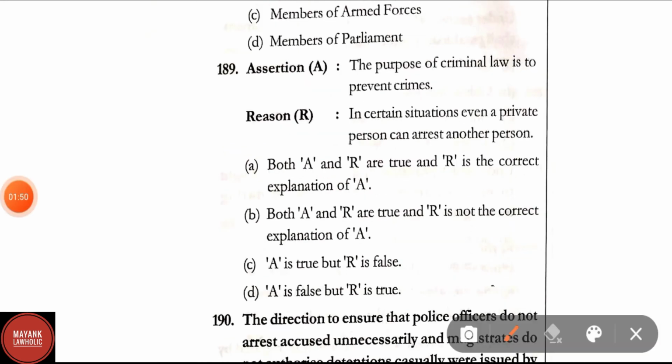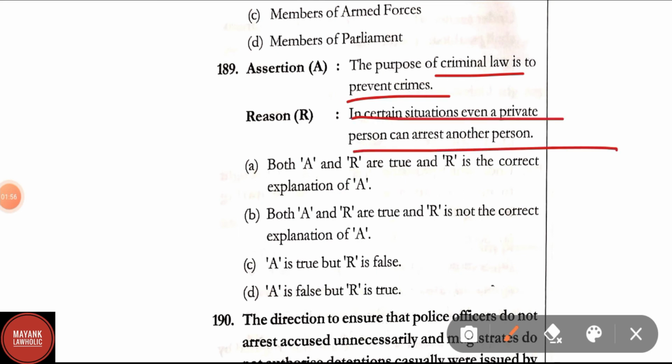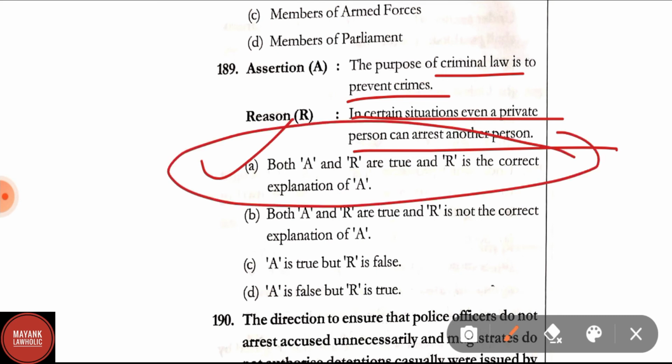Question number 189. Assertion. The purpose of criminal law is to prevent crimes. Reason. In certain situations, even a private person can arrest another person. Option A, both A and R are true, but R is the correct explanation of A. Here, this is the correct answer. Both A and R are true and R is the correct explanation of A.